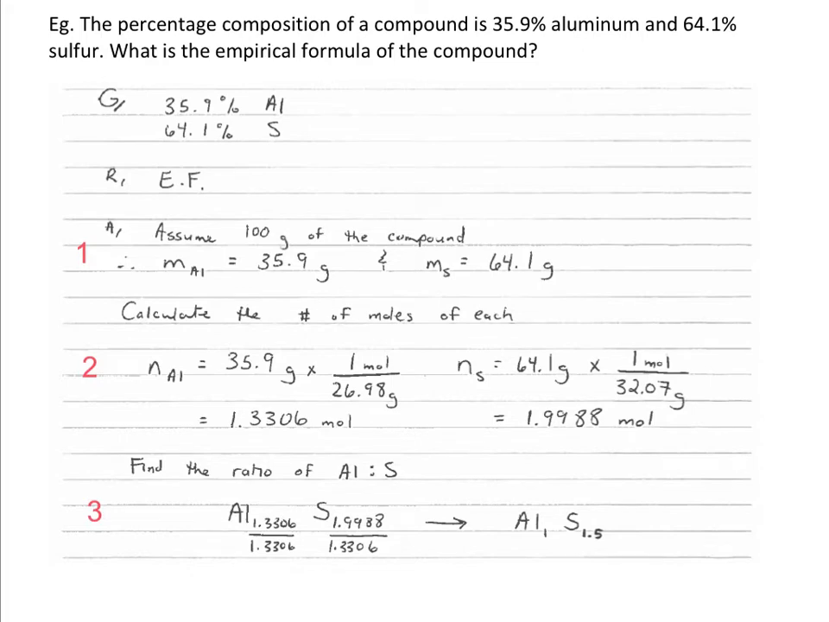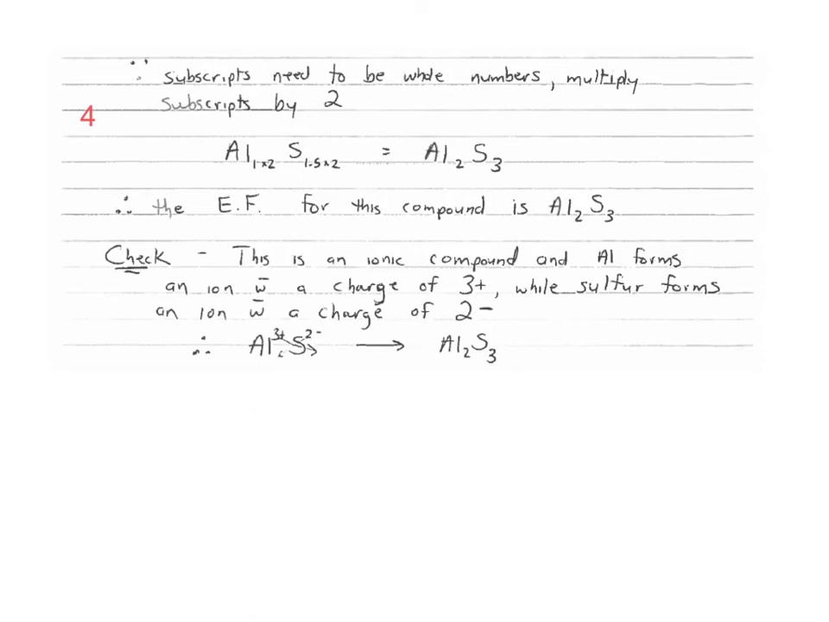But we know that those subscripts in any empirical formula and any chemical formula need to be whole numbers. And so we need to, in the final step, multiply till whole. And the simplest way to achieve the smallest possible whole number ratio is to multiply all of the subscripts by 2. And so we end up with the 1 times the 2 and the 1.5 times the 2, which gives us Al2S3. And so the empirical formula that has the given percent composition data is Al2S3.